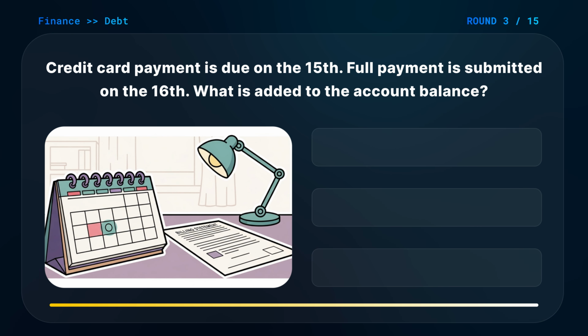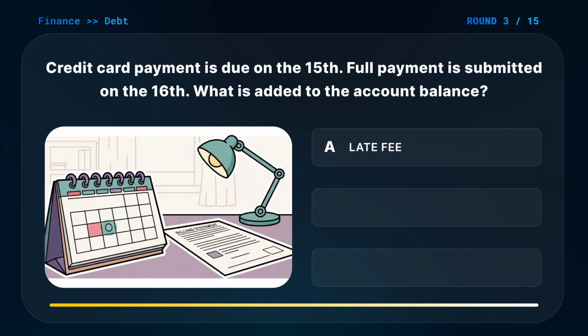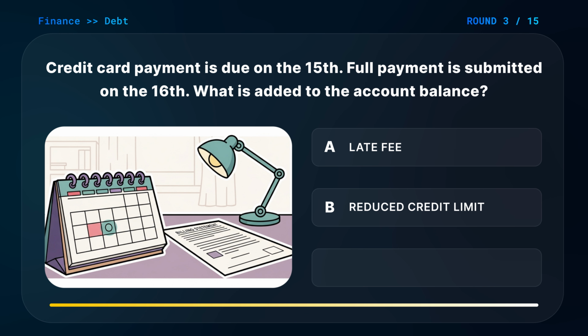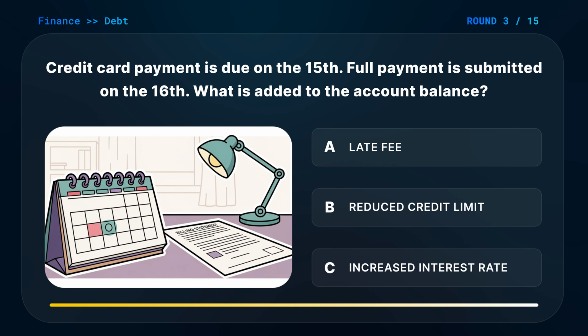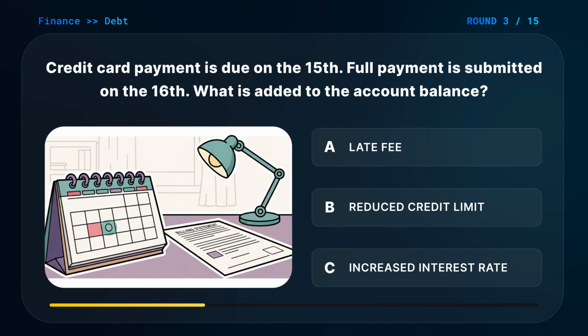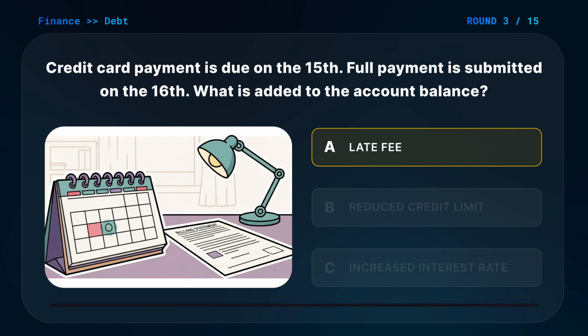Next one. Your credit card payment is due on the 15th, but you submit the full payment on the 16th. How does the timing of your payment change what is added to your account? A. A late fee is added to your balance. B. Your credit limit is automatically reduced. Or C. Your interest rate is permanently increased. The answer is A. Paying after the due date, even by 1 day, contractually triggers a late fee to be charged to your account.